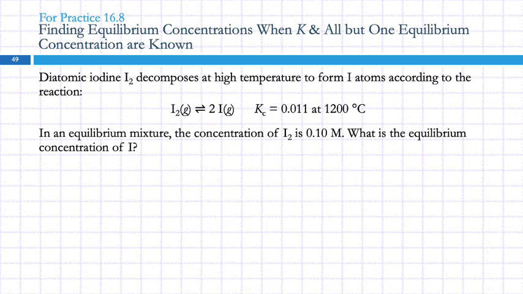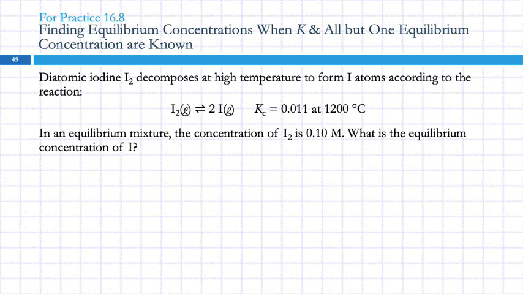Okay, so let's look at the first example, first type of problem first. We'll do the first thing first, right? So here we've got the equilibrium constant and all but one equilibrium concentration are known. So here we have diatomic iodine decomposing to form iodine atoms according to this reaction. In an equilibrium mixture, the concentration of I2 is 0.10 molar. What's the equilibrium concentration of I?